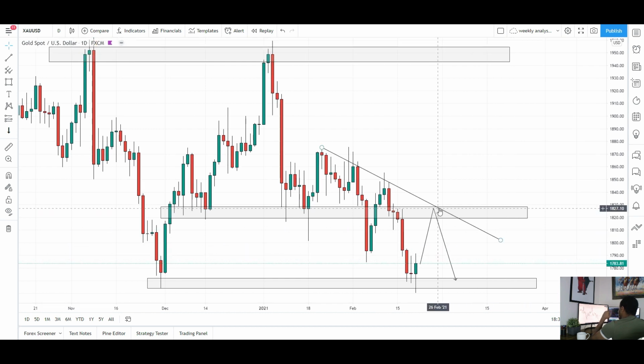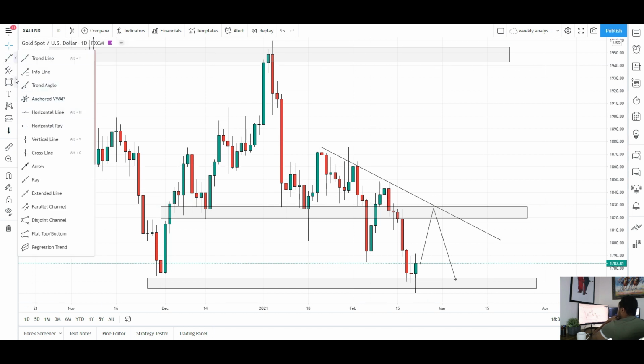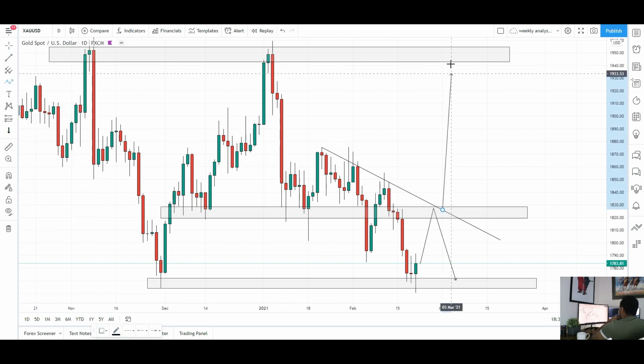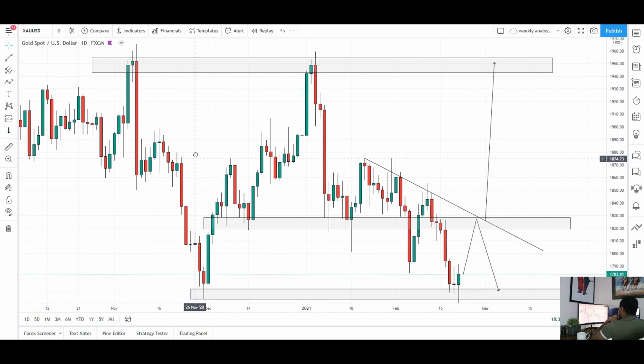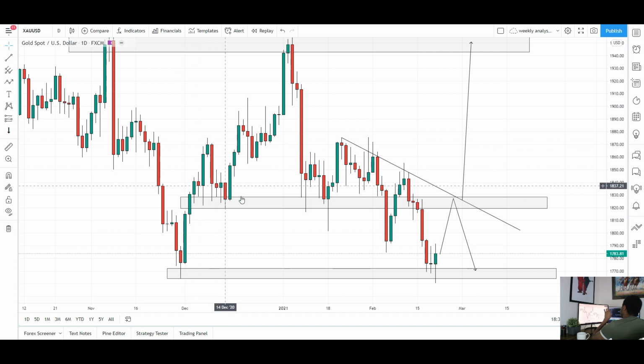But if you do see a nice push breaking above that resistance, breaking above that trend line and holding, I think we'll probably take a really nice push to the upside all the way back up to 1950 and maybe even higher. And at that point, gold will look very, very bullish. But right now, price is still bearish.